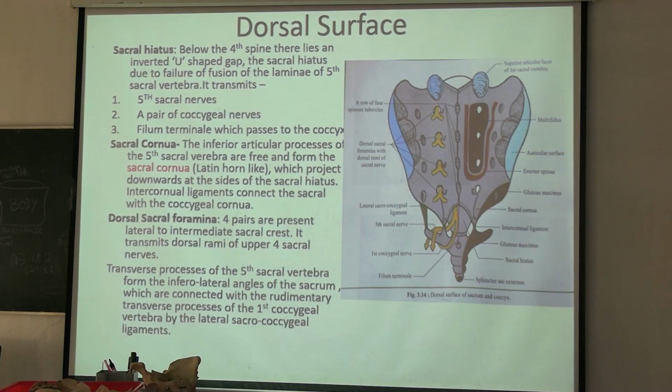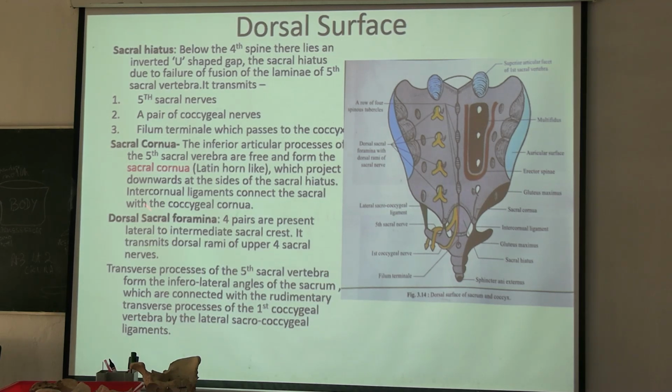Next, we go to sacral cornu. This projecting part is the sacral cornu. The inferior articular processes of the fifth sacral vertebra are free and form the sacral cornu. Cornu means horn-like structure in Latin, which projects downward at the sides of the sacral hiatus, and intercornual ligaments connect the sacrum with the coccygeal cornu. Okay.